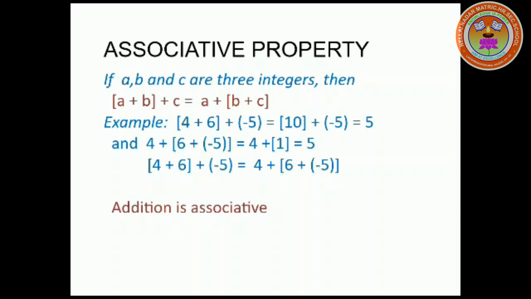Now, according to the given statement, if I write the bracket for 6 and -5, that is 4 plus [6 plus -5]. Now I have to subtract the numbers which are inside the square bracket, that is 6 and -5. The answer will be 1. So 4 plus 1 is equal to 5. That is, addition is associative.